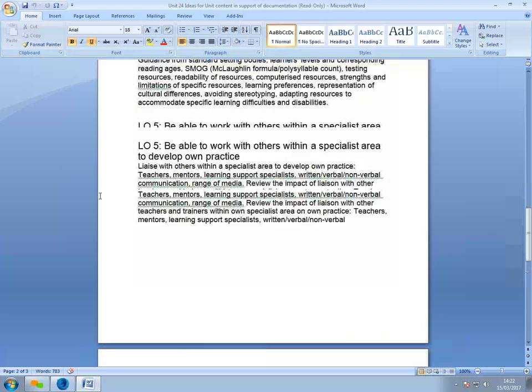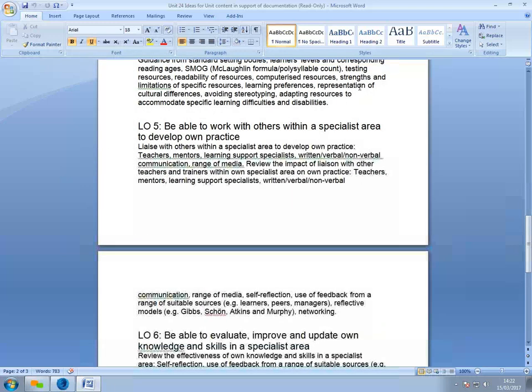We go to learning objective 5. Be able to work with others in a specialist area, liaise with others within a specialist area of common practice: teachers, mentors, learning support specialists. Now, again, it mentions learning support specialists, but these are people that are brought in for specific reasons. Again, it's usually with educational difficulties or issues. And again, if you're not in that area, then you can ignore that bit.